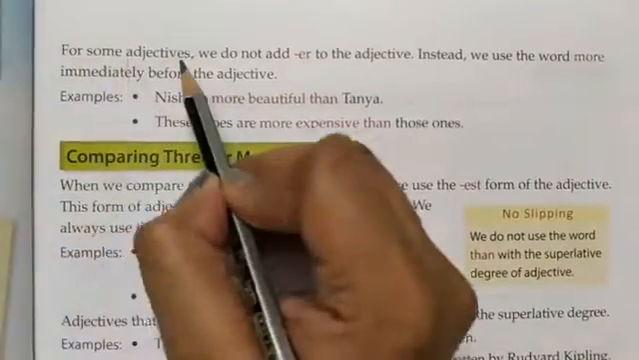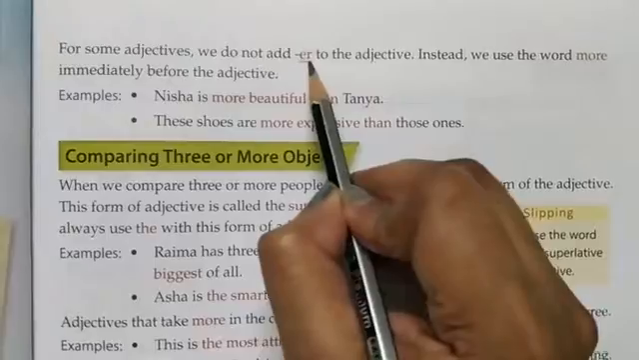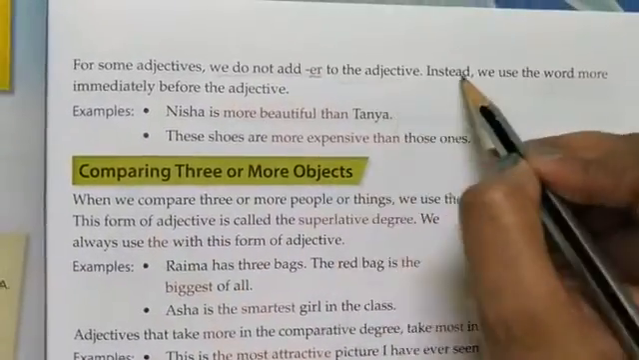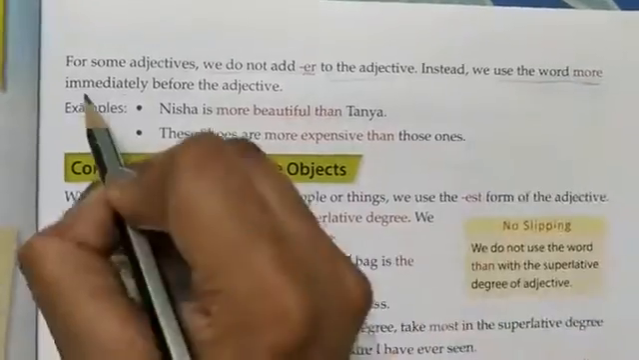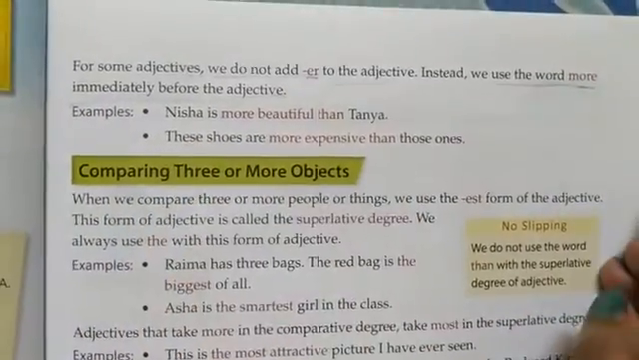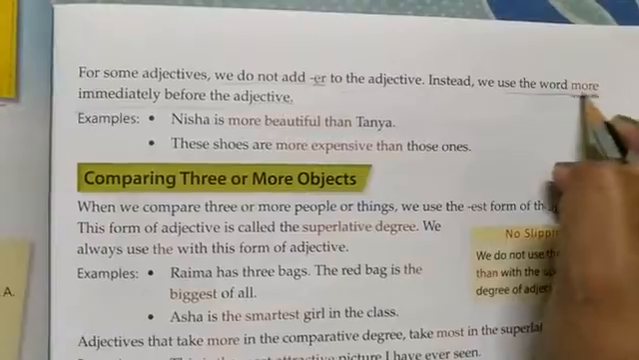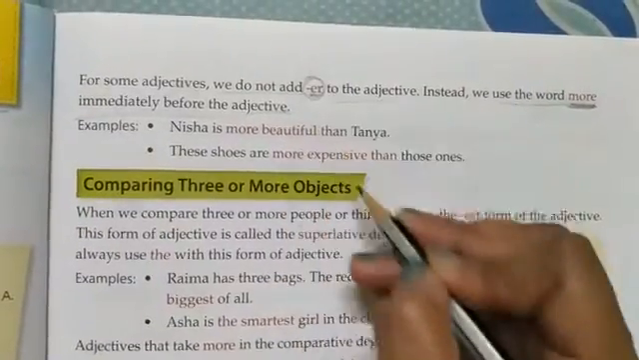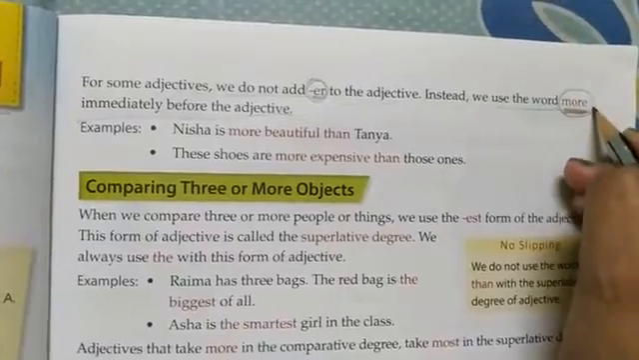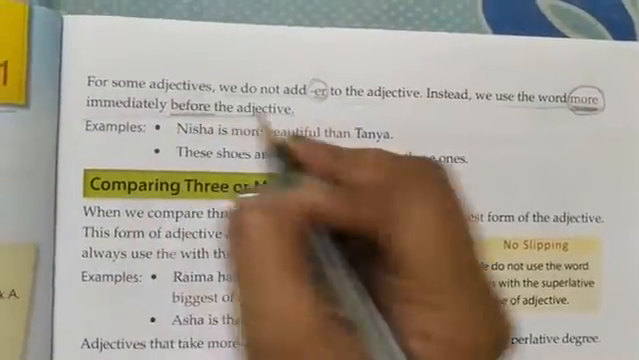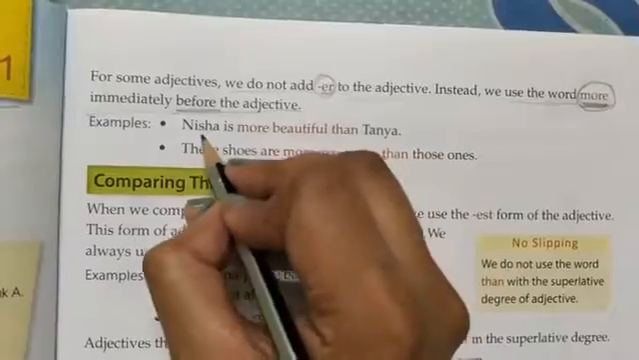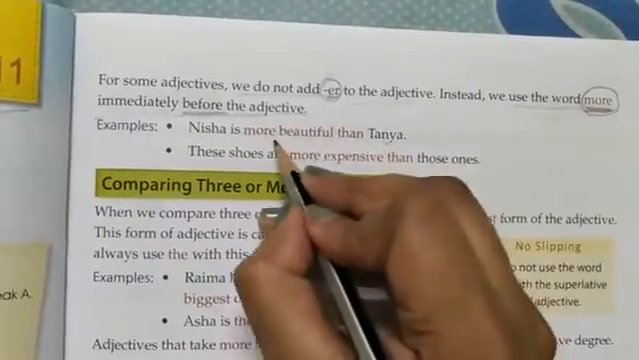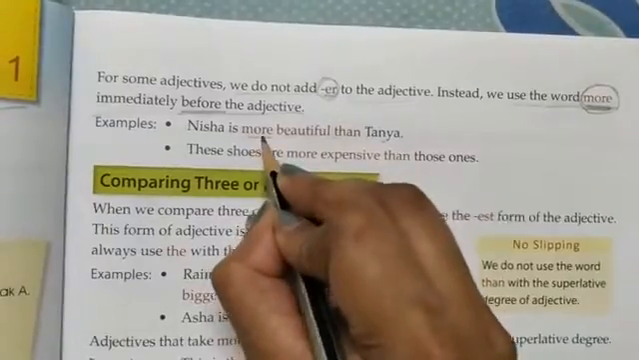Next, for some adjectives we do not add er. There are some adjectives to which we do not add er. Instead, we use more immediately before the adjective. So before the adjective, what do we add? We add more. So what do we use? We use more before the adjective. For example, Nisha is more beautiful than Tanya. You can see beautiful is changed into more beautiful.